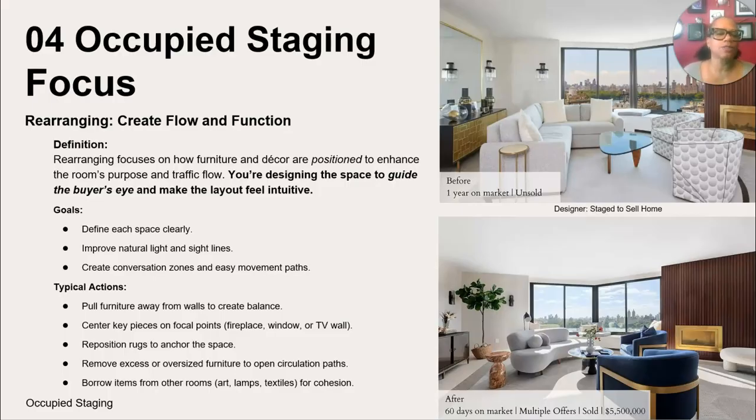Okay, so in rearranging, the goals are to define each space clearly, to improve light and sight lines, to create conversation zones and easy movement paths. So you're pulling furniture away from walls to help create balance. You're centering key pieces on focal points. Again, you're looking at what's selling the house, right? Is it this gorgeous view or is it this gorgeous fireplace?